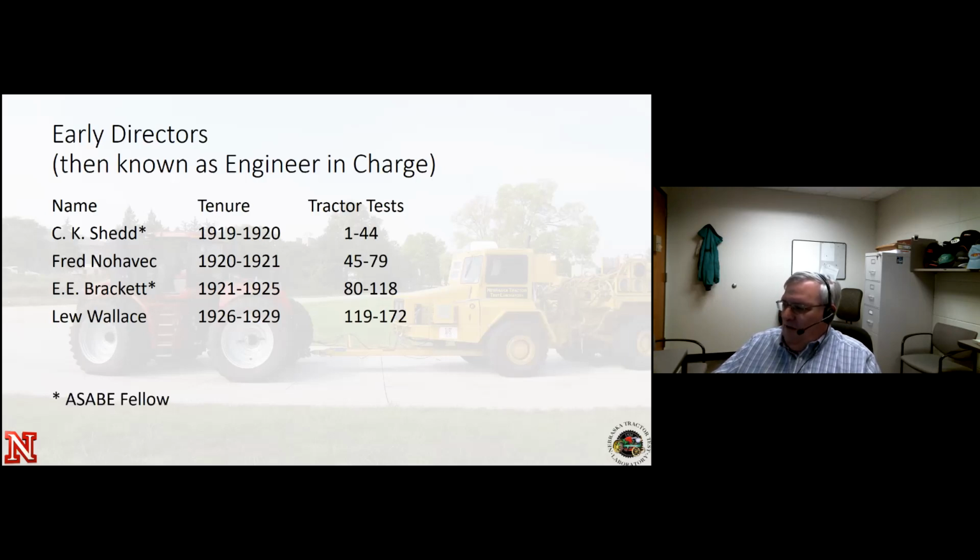So these two guys, Shed and Brackett, were both ASAE fellows, and I think Brackett was probably a president back in his time, somewhere too, of the society.